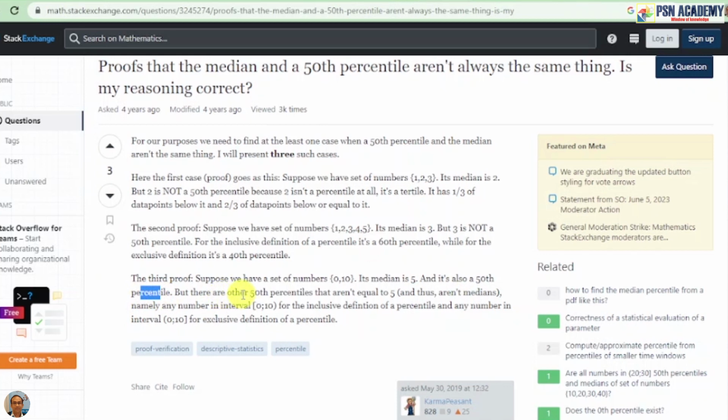Okay, but there are other 50th percentiles that aren't equal to 5, and thus aren't medians. Namely, any number in this interval, 0 to 10, for the inclusive definition, and any number in the interval between 0 and 10 for the exclusive definition. So these are the 3 proofs he has given us, and he wants a clarification.